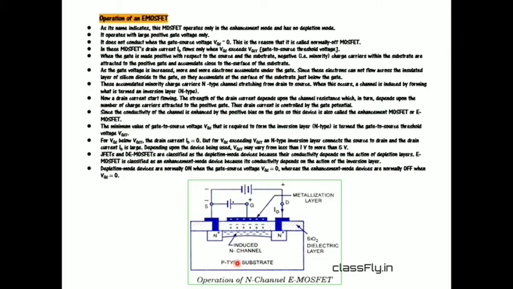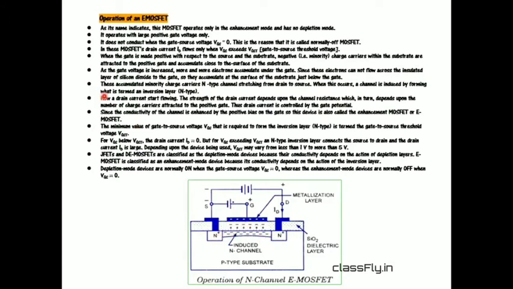The negative charge carriers will start getting attracted to the positive gate substrate and will start accumulating at the surface of the substrate. As the gate voltage is increased, more and more electrons accumulate under the gate. Since these electrons cannot flow across the insulating layer of silicon dioxide to the gate, they accumulate at the surface of the substrate. As this acts as an insulator, the charge can't go beyond this, so it starts accumulating here only.